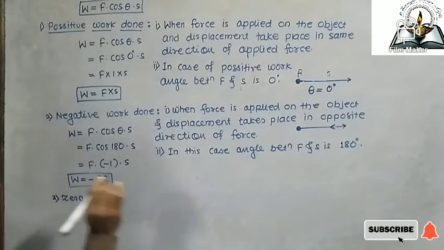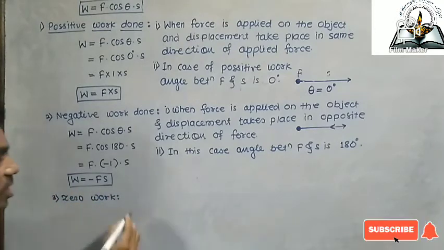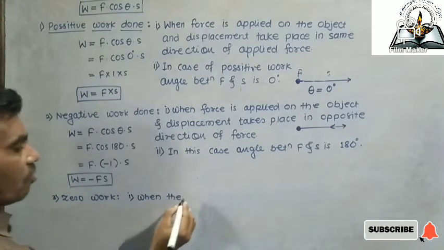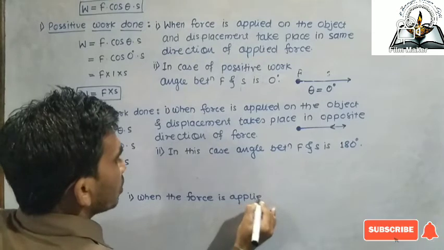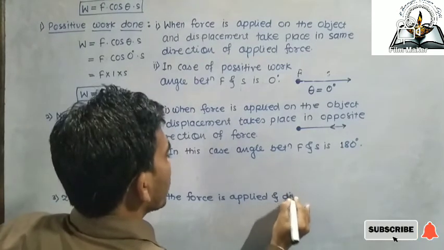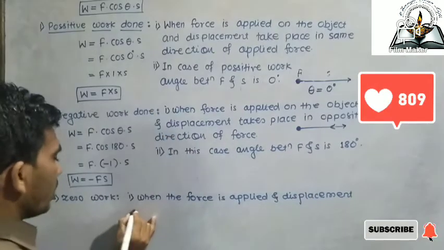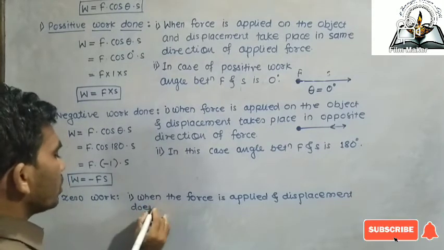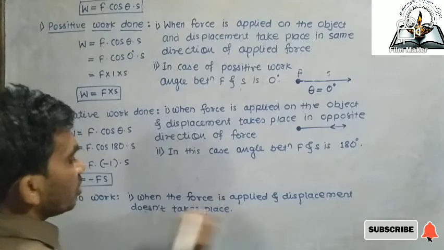What is zero work done? When the force is applied on the object and displacement doesn't take place, or displacement takes place in a circular manner, then it is called zero work done. So we can write that when the force is applied and displacement doesn't take place, then the work done is said to be zero work done.